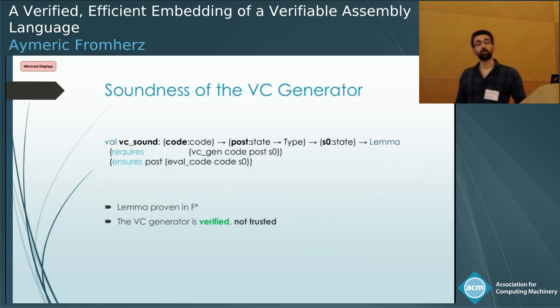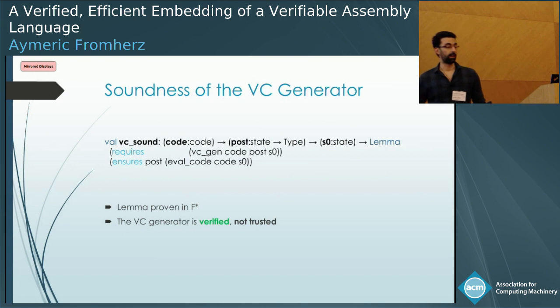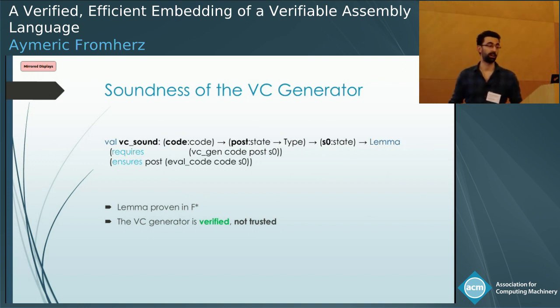Another advantage of writing this VC generator as an F-star program is that we can prove properties about it. And the property we are here interested in is that our VC generator is sound, meaning if we take some Veil code and a postcondition, the precondition that is given by our VC generator is sufficient to ensure that the postcondition is satisfied after evaluation of the code.